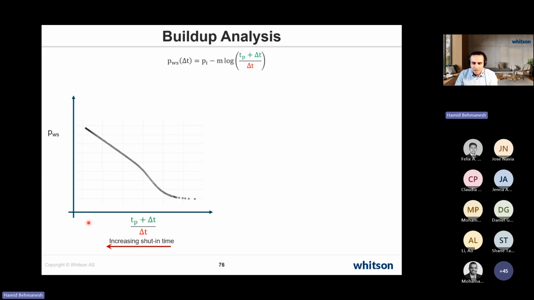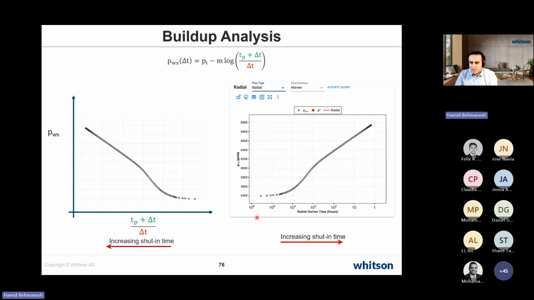But most of the time, people are more comfortable with increasing the shut-in time in this way. So they reverse the x-axis, and instead of increasing this way, they put it this way. So the time is increasing this way, but my Horner time is increasing this way. Basically it's the same data set, but flipped. People are simply more comfortable looking at increasing time in this direction.